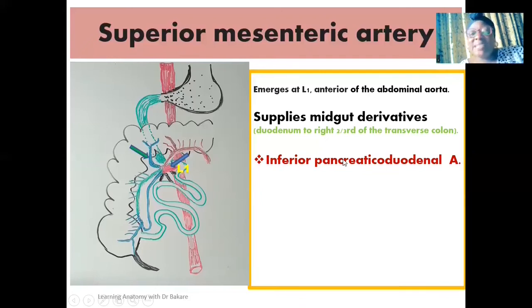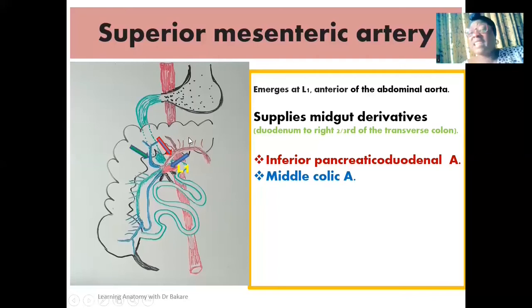And if you look at the name tag, it means it gives off branches to supply the pancreas and also the duodenum. So this branch, you see it trailing up towards the duodenum, and it supplies the inferior region of the duodenum. The second branch of the superior mesenteric artery is the middle colic artery. This is the middle colic artery, and you see the middle colic artery highlighted in red here. It emerges and it gives off branches to supply the right two-third of the transverse colon.